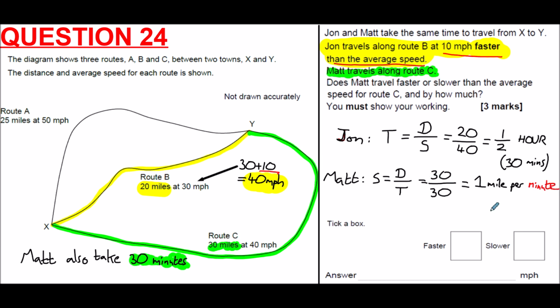So if every minute he travels a mile, how many miles would he travel in an hour? An hour is going to be 60 minutes. So if he goes 1 mile each of those minutes, in 60 minutes, he'd go 60 miles. Essentially, to change from minutes to hours, we can just multiply by 60. So Matt goes at 60 miles per hour.